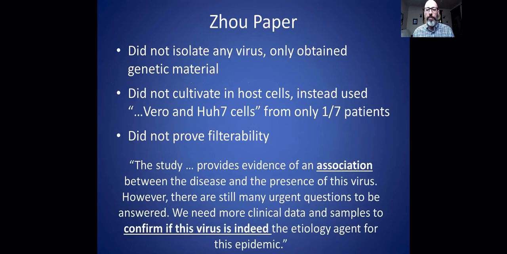This study provides evidence of an association between the disease and the presence of the virus. However, there are still many urgent questions to be answered. We need more clinical data and samples to confirm if this virus is indeed the etiology agent for this epidemic. And etiology means cause. So basically they said, we need more studies to prove causation. This only provides evidence of an association. And there's still many questions to answer. So the authors of this article were very honest and understood the limitations of their research methods and put an appropriate conclusion.